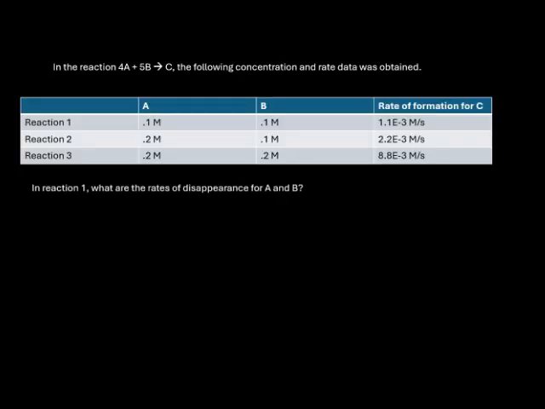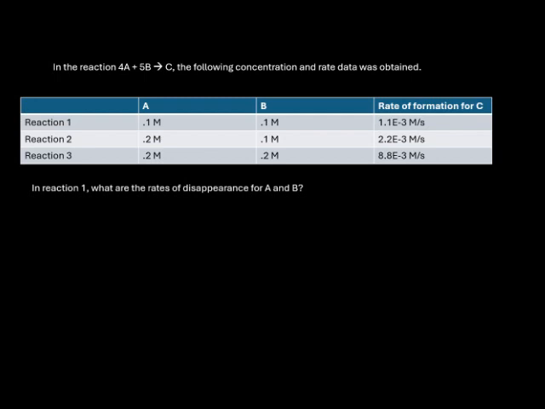In this video, we'll go over how to write a rate law for a reaction. Our reaction for this video is 4A plus 5B yields C, and we have a set of concentration data. We've run the reaction 3 times at different starting concentrations of reactant A and reactant B, and we have some data for the rate of formation for compound C, our product.